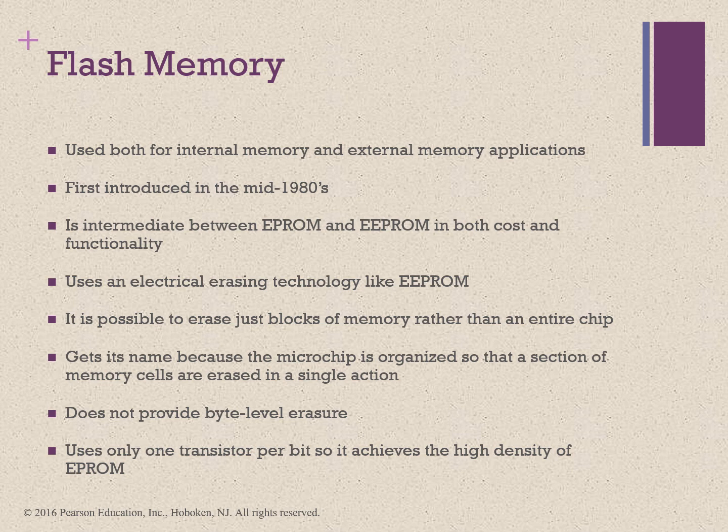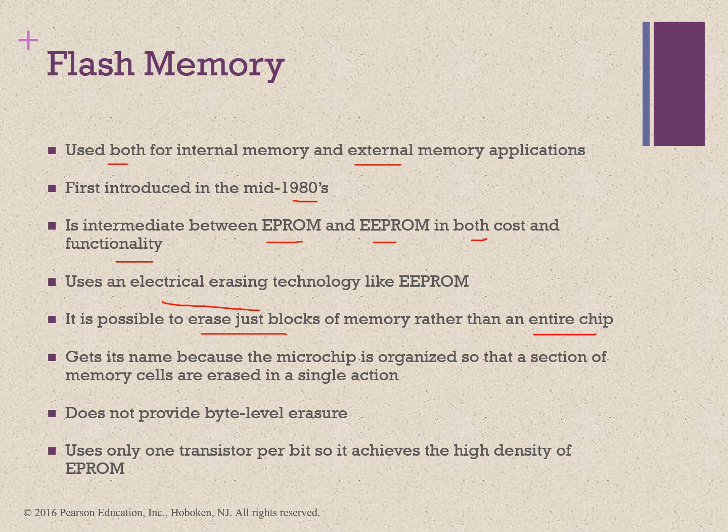Now the last type of memory is the flash memory. Flash memory is used both for internal memory and for external memory. It was introduced in 1980. It is an intermediate between the EPROM and EEPROM in terms of cost and functionality. It uses electrical erasing technology, and it's possible to erase just a block of the memory, not necessary to erase the entire chip.